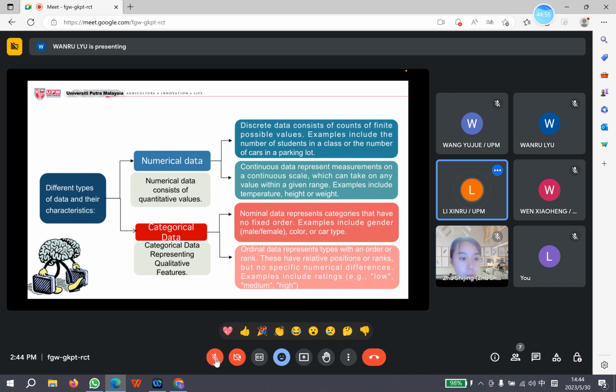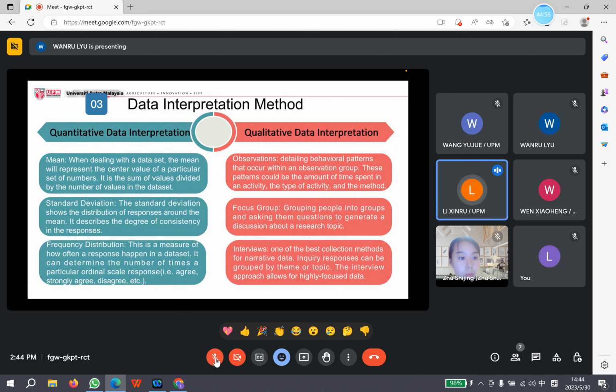Okay, the next page. The next part is data interpretation methods.